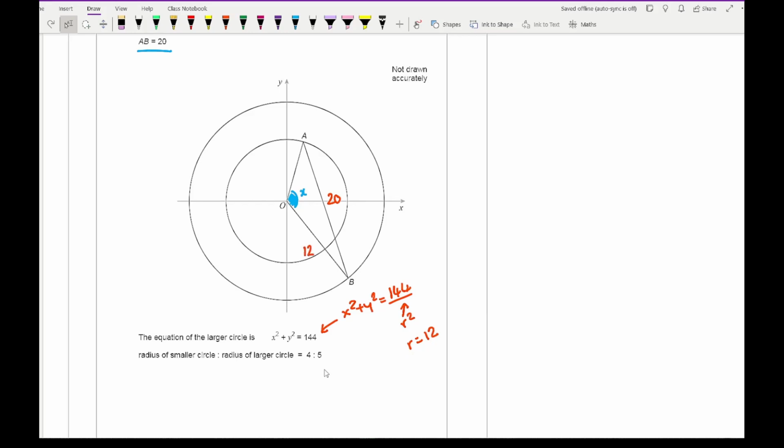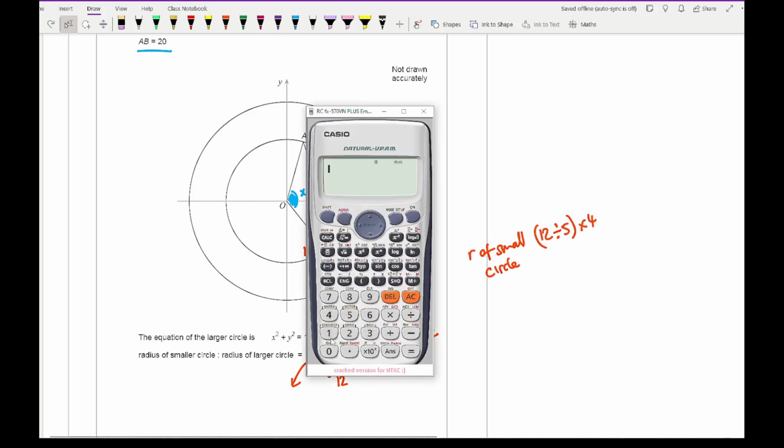Now from this, looking at the ratios, we know that 5 represents 12, and what we then need to work out is what the radius of the smaller circle is. So the radius of the small circle is going to be 12 divided by 5, which is one part, and then I multiply it by 4 because I want to know what 4 parts are. So reaching for the calculator, I get 12 divided by 5, press equals, multiplied by 4, gives me an answer of 9.6.